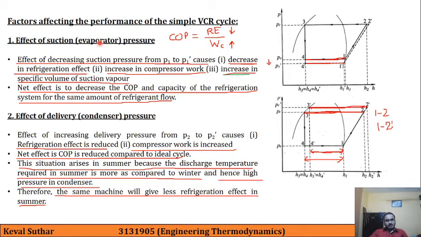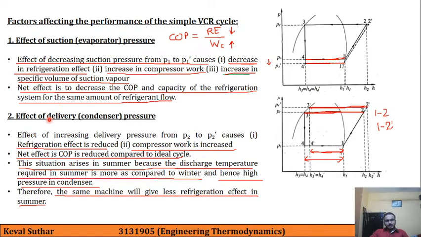Here first is the effect of suction pressure. Here the suction pressure is reduced, so it can be seen that the refrigeration effect is decreasing, and the compressor work is increasing, and there will be an increase in suction volume, the specific volume of suction vapor. So because of this, the net effect will be to decrease the COP. So lowering the suction pressure reduces the COP and performance of a simple VCR cycle.